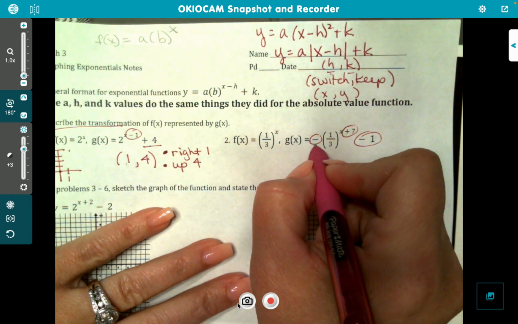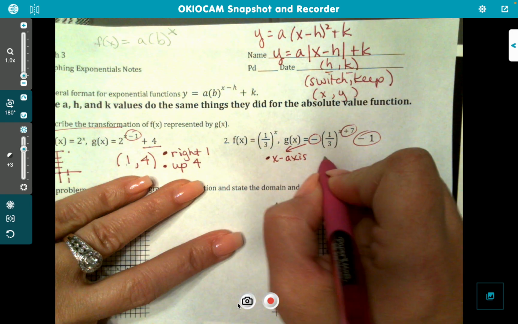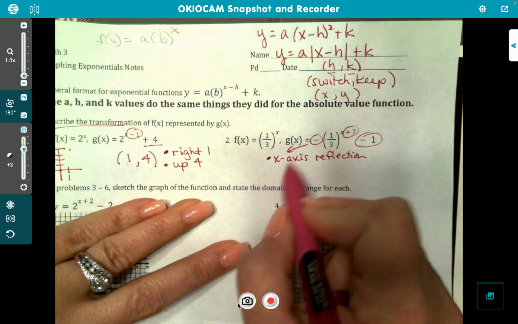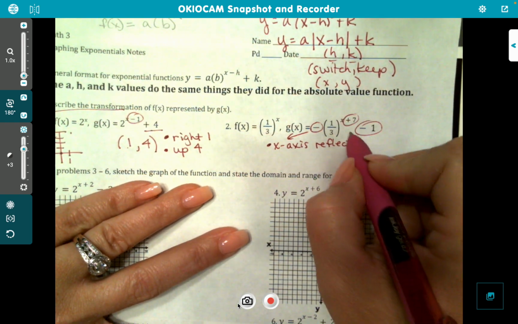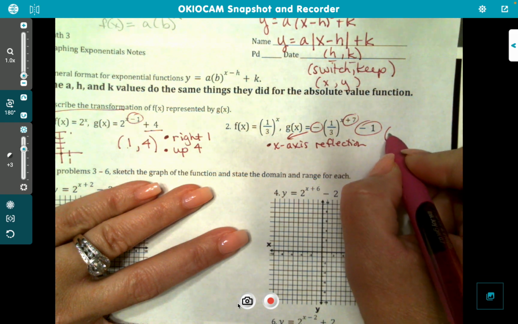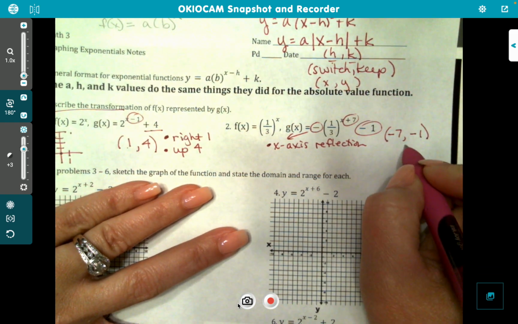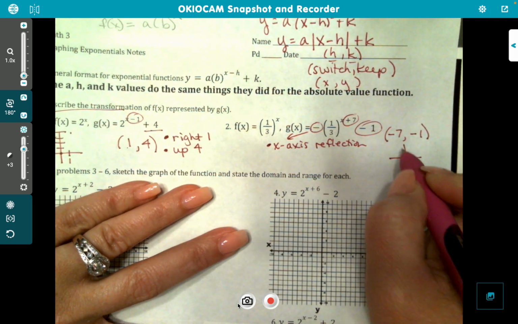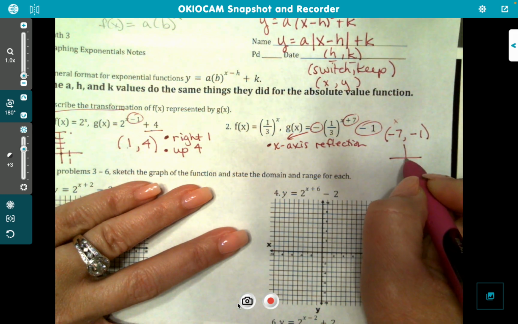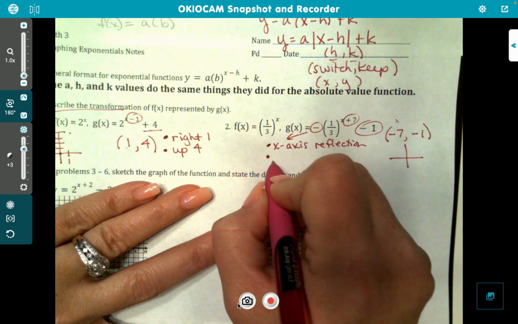So again, this feature here results in an x-axis reflection. Again, meaning it flipped over the x-axis, and that will happen every time you have a negative in the front. Remember here, if you keep switching the +7 to a -7 and keeping the -1, again, think, how would I get to the point -7, -1 from the origin? Well, on the x-axis, we would go left 7 and then down 1. So that's what you write.